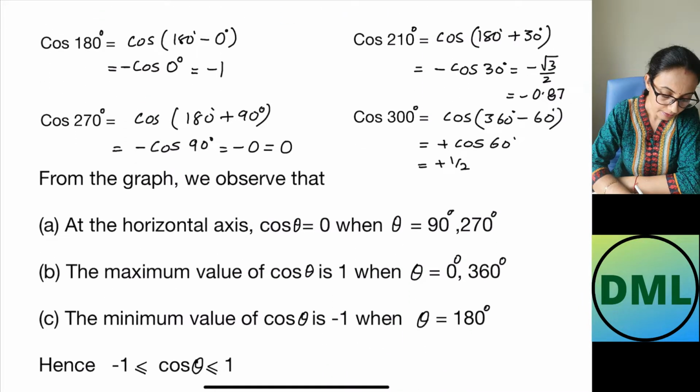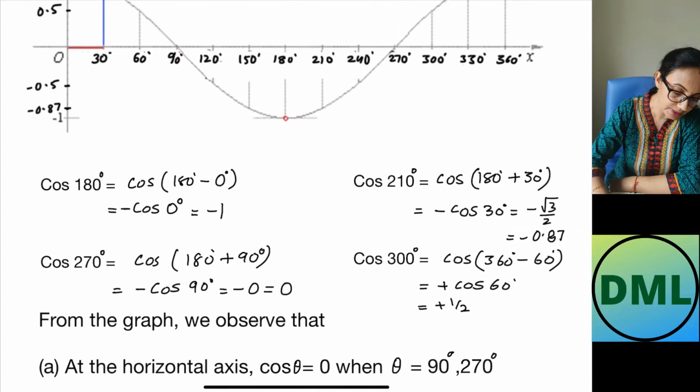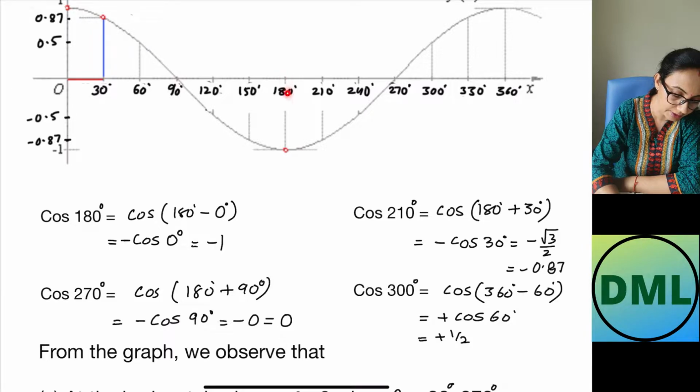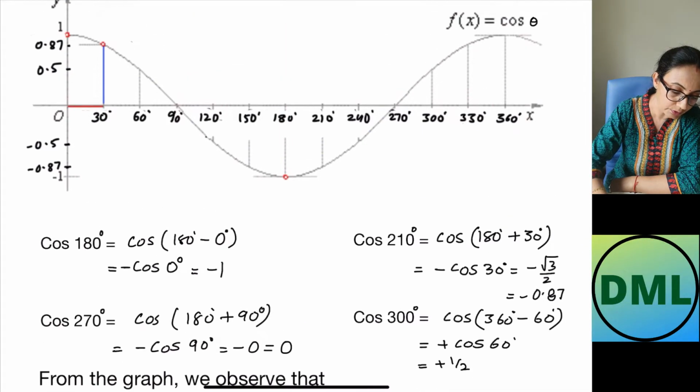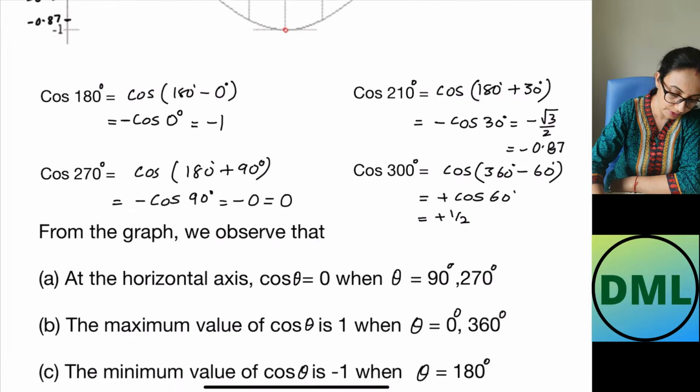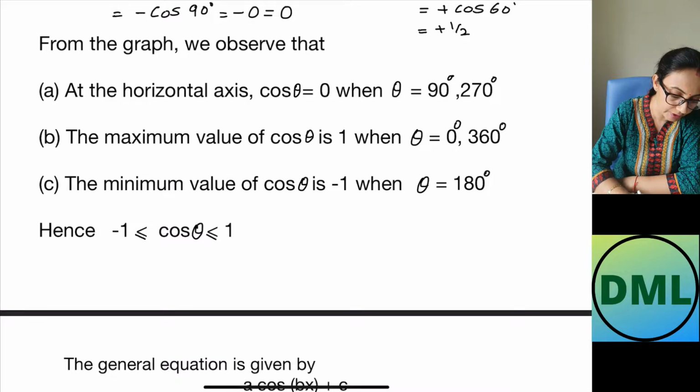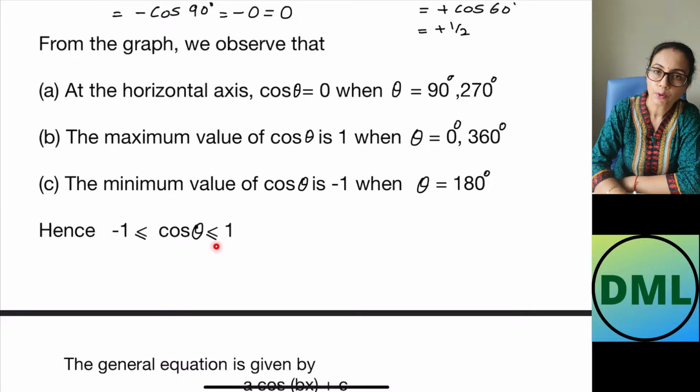Third thing is, the minimum value of cos theta is negative 1 when theta is equal to 180 degree. You can see from the graph at 180 degree cos theta is negative 1. So the values of cos theta lie from 1 to minus 1. So here cos theta values lie from minus 1 to 1.